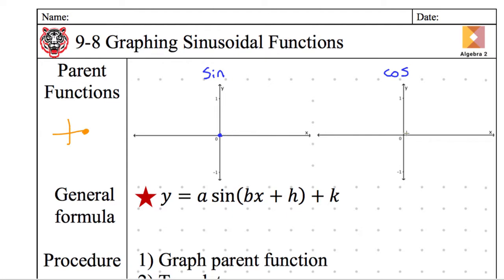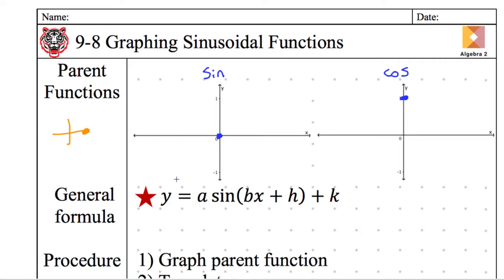What about cosine? Cosine of 0 is what? Is it 1? Well, first, it's the same point right here, right? This is cosine of 0. Cosine is the x or the y? The x. What is the x coordinate here on the unit circle? 1. Therefore, it starts up here at 1. Those are the two key things that I want you to take away.